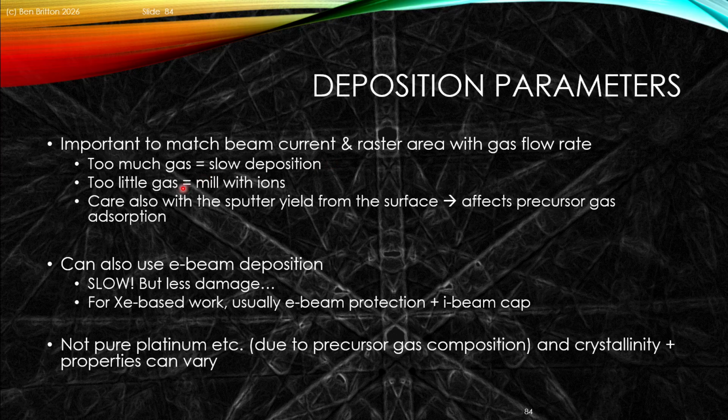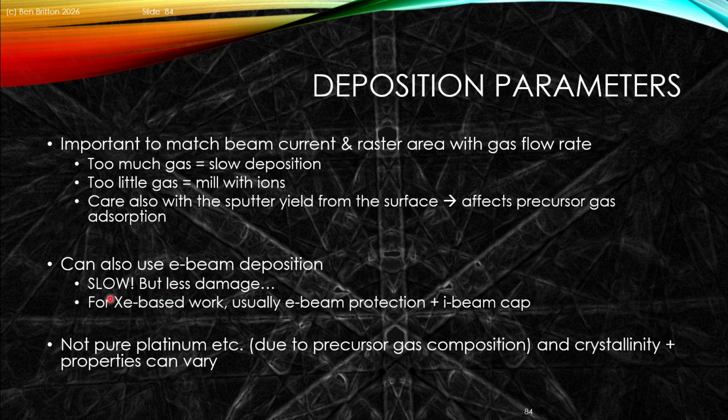If you have too little gas, then the ions don't crack the gas cloud and instead they impact the surface of your material, and they can mill away at the material or any pre-deposited layer. You'll also need some care with the sputter yield of the surface, because the secondary ions can interact with the gas cloud, and the sputter yield can change the precursor's adsorption on the surface.